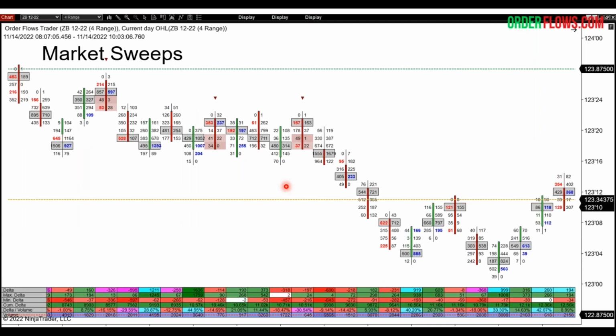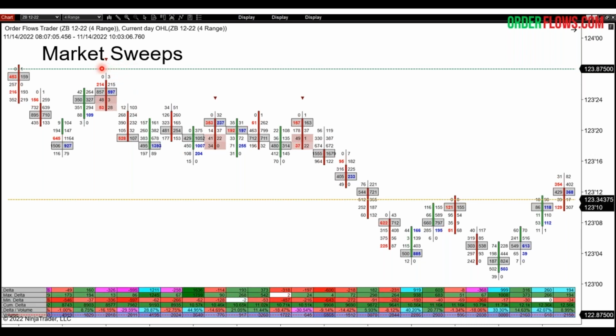Now this is the bonds. This is a 4-range chart. With bonds, since it's a 4-range chart, I've adjusted the sweep level to just 2, because there's only 5 price levels. But you can see we're up here near the highs yesterday.